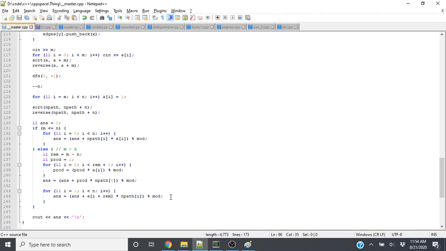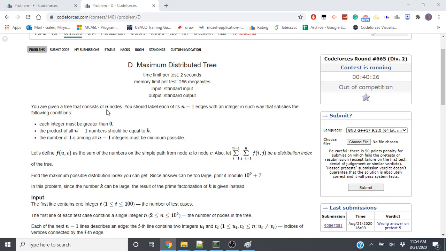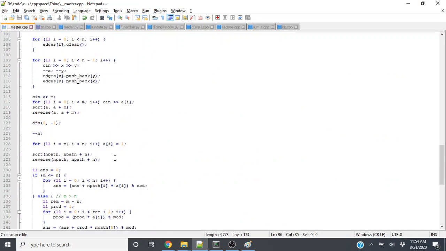So, if m is less than or equal to n. First of all, we have n minus 1 numbers to place. So we subtract n, then we just put the numbers that we have down.